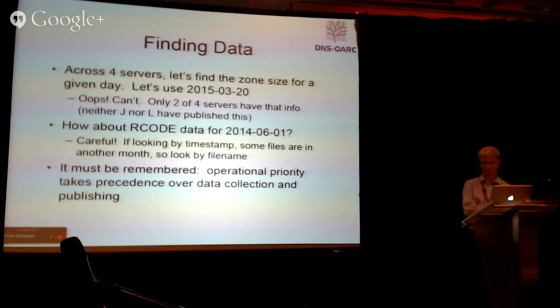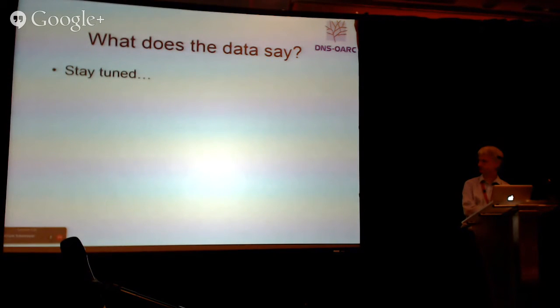So what does it look like? It varies, as you can see. If you try to go and look for some of this data, or let's say the zone size on a given day across the servers, you may or may not find the information as easily as you think. Same thing for the rest. These are examples, but in all fairness to the root operators, operational priority trumps everything. Okay, so that's the caveat there. Next slide. Now, this is the juicy stuff for next time. And that's the end. Any questions?